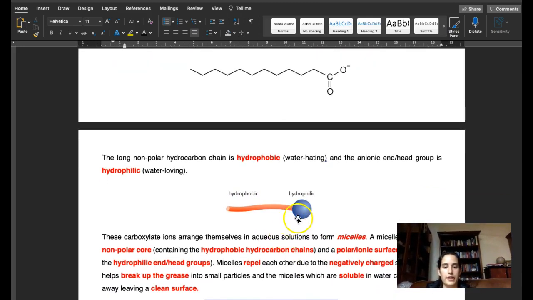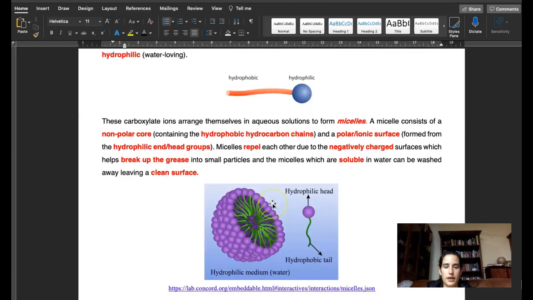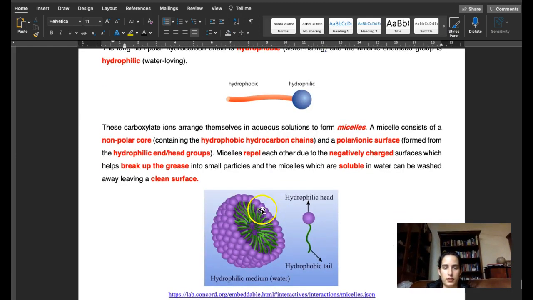These actually arrange themselves in order to form micelles. So if you imagine a whole heap of these, they arrange themselves a bit like this. So here is the nonpolar tail and here is the head. And so they arrange themselves around in solution with all these carboxylate ions, with the long nonpolar hydrocarbon chain and the anionic head, which is hydrophilic.